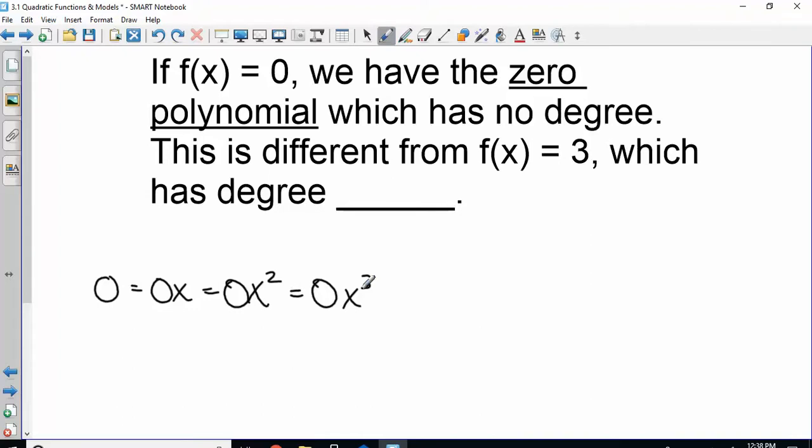Now if I say f of x equals any other number, for instance 3, 3 is only the same as 3 times x to what power? What power would make that x go away? A 0. So if it's equal to any other constant, it has a degree of 0 because it has to be an x to the 0 with it. But just f of x equals 0, we can't pick out the degree.